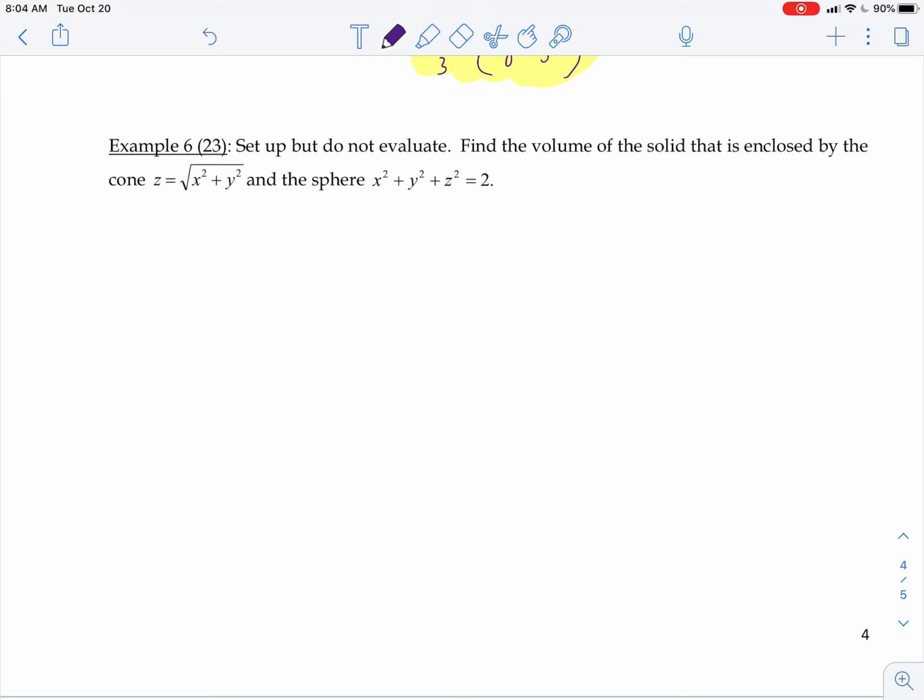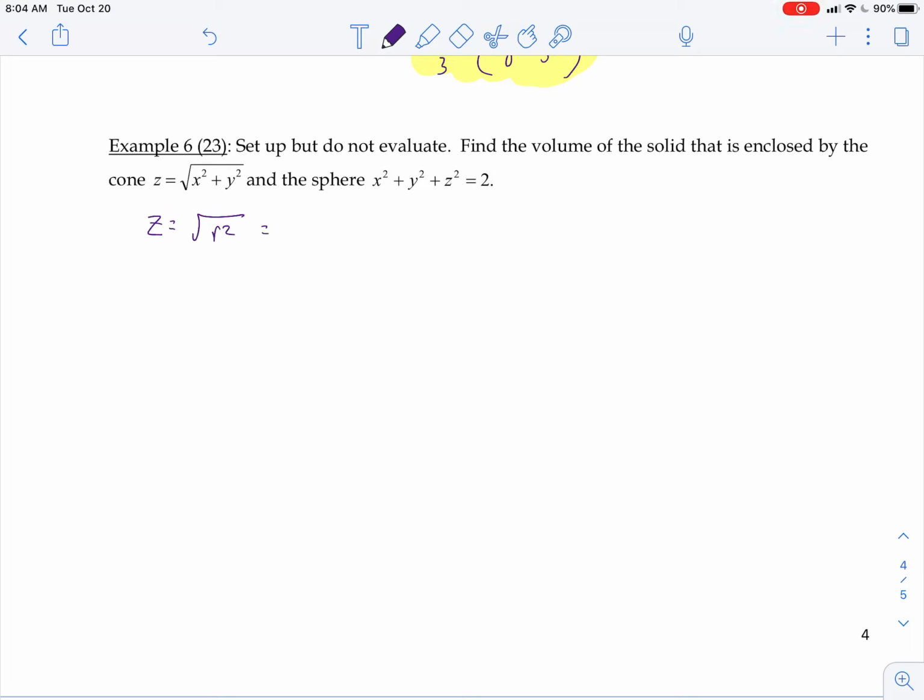All right, the last one is set up but do not evaluate, which is nice because it takes care of a lot of work. Find the volume of the solid that is enclosed by the cone z equals square root of x squared plus y squared, and the sphere x squared plus y squared plus z squared equals 2. All right, so let's just go ahead and set up the situation.